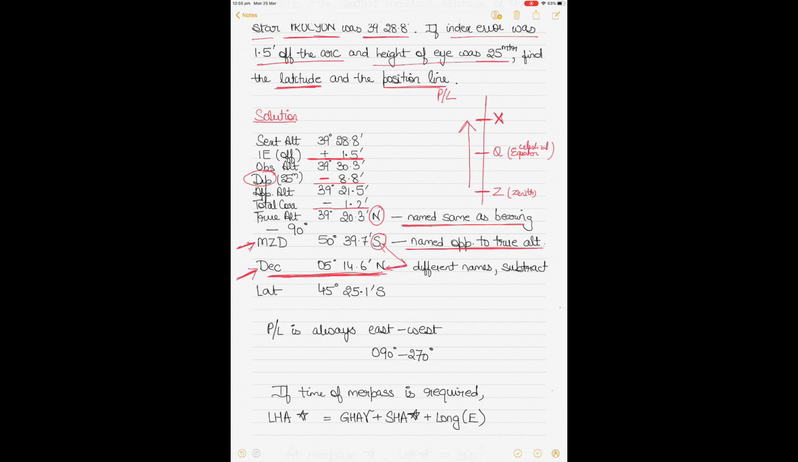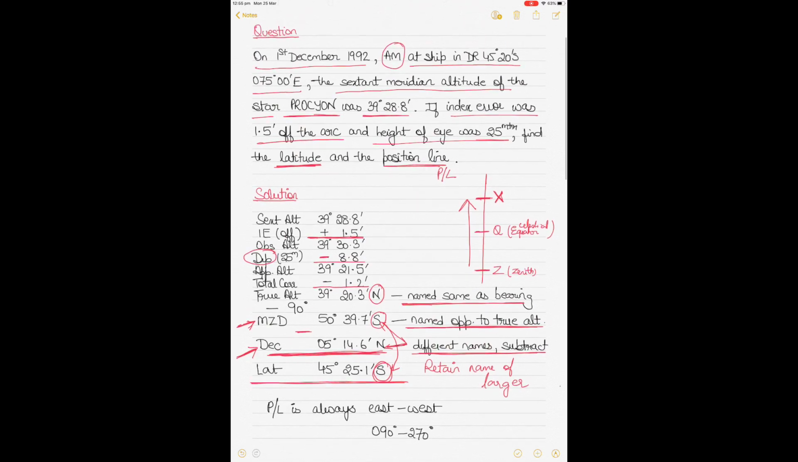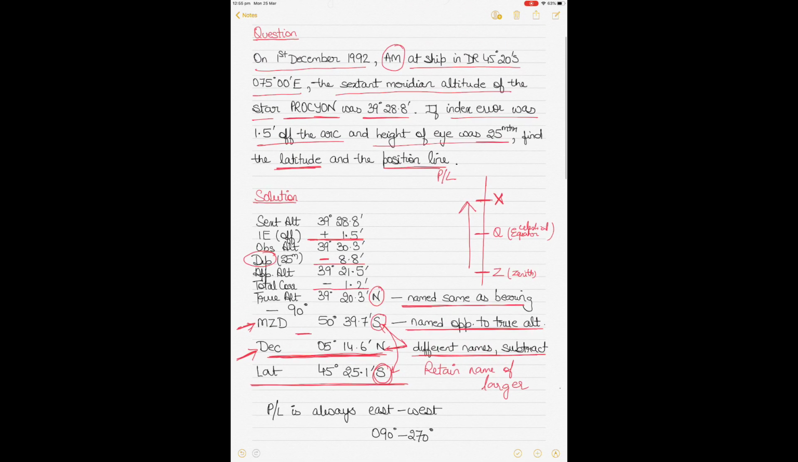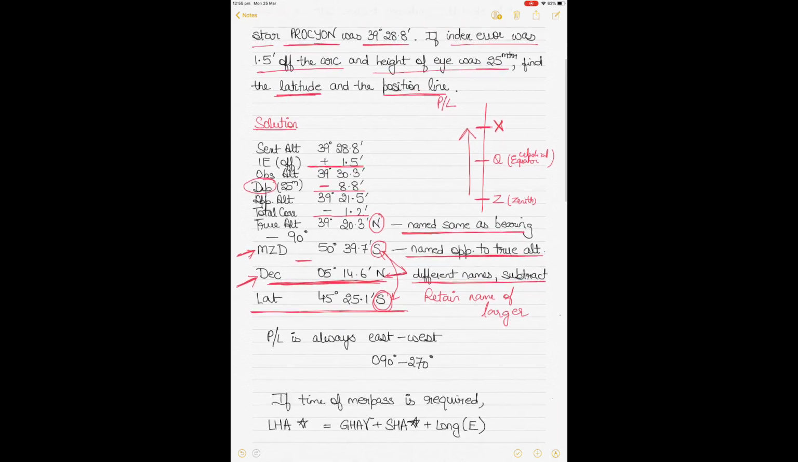The rule here is, if they are different names, in this case they are different names, one is south, one is north, I am comparing MZD with declination. If they are different names, you will subtract it, and you will retain the name of the larger. So that means you will name the latitude according to the name of the larger, which in this case is MZD, which is south. That's why I named it south. This south comes from here, and I will subtract the declination from the MZD and get my observed latitude. That's the answer. 45 degrees 25.1 minutes south is the answer, which is different from the DR latitude given to you, but close to it, but different.